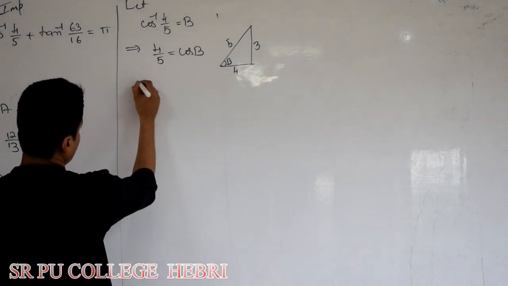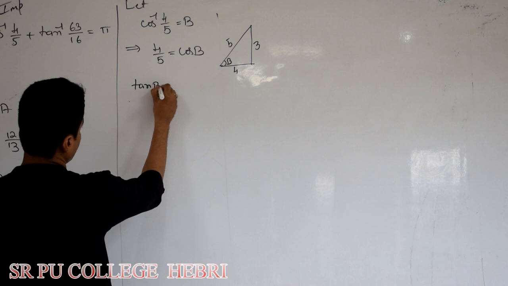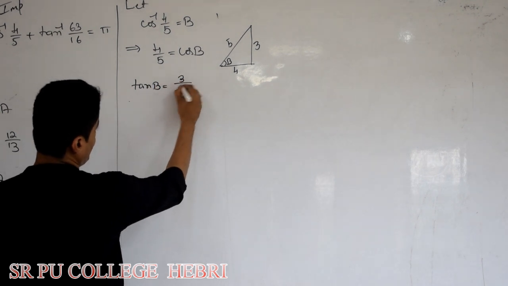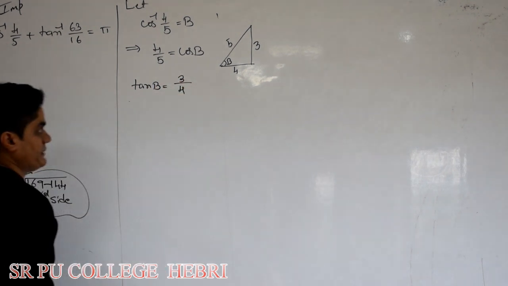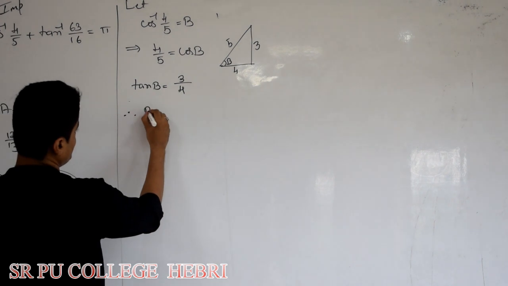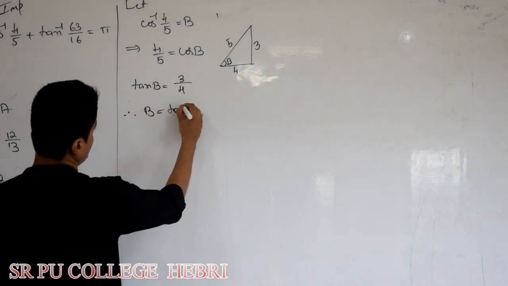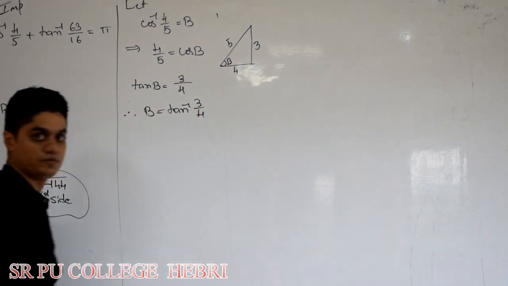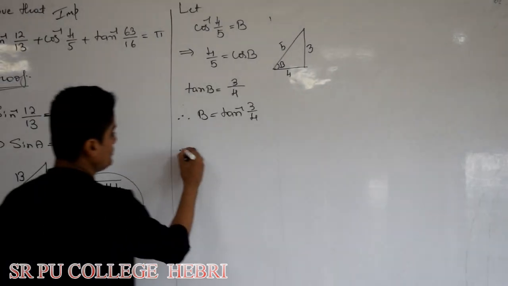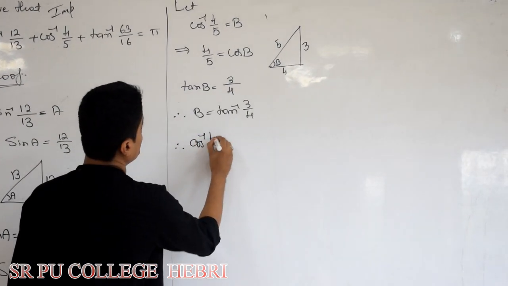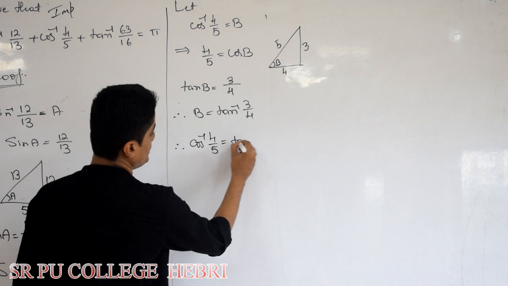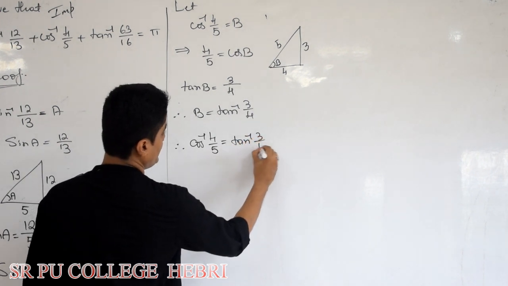So now from this same triangle define tan B. Opposite by adjacent. So it is nothing but 3 by 4. So this implies B is equal to tan inverse of 3 by 4. So therefore what we proved? Cos inverse of 4 by 5 is equal to tan inverse of 3 by 4.